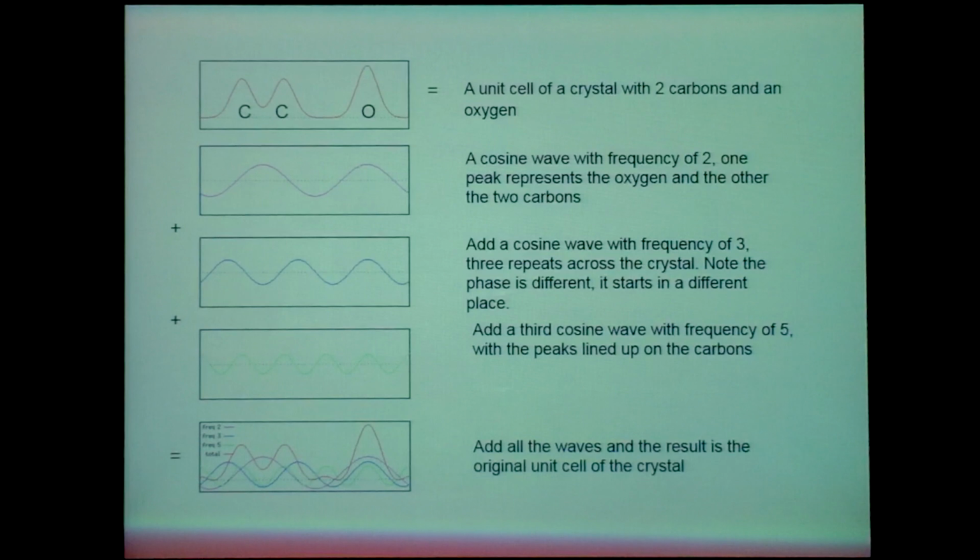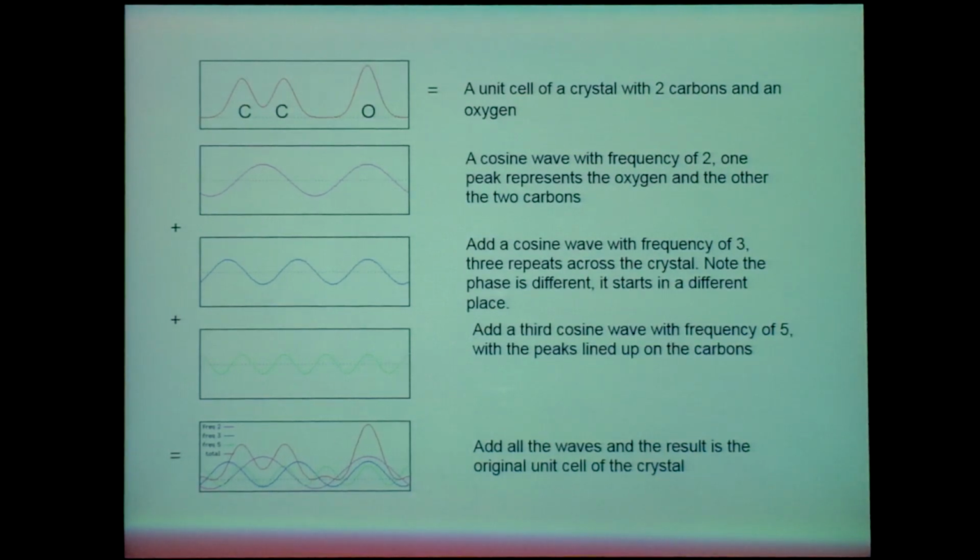So what do I mean by Fourier series? Well, I've got the same kind of notation again here. What I've done is I've taken the unit cell with an arbitrary crystal that has this very strange formula of CCO. We have 2 carbons and an oxygen. Oxygen has more electrons in the outer shell than carbon, so the vertical axis here is the electron density.